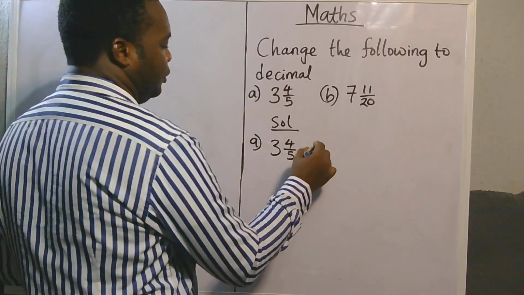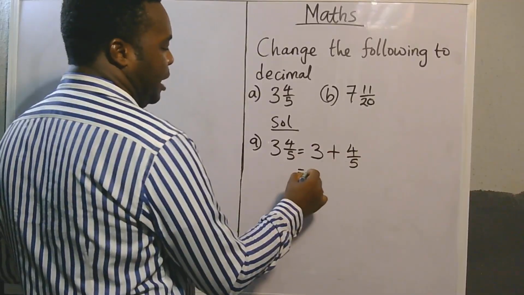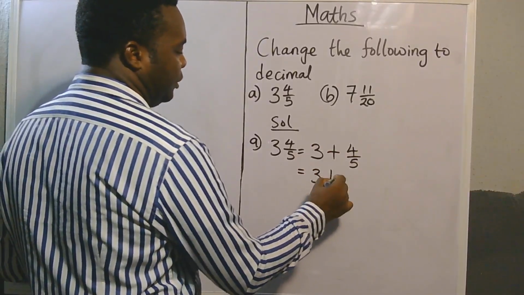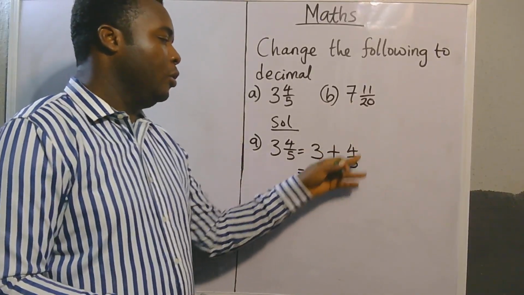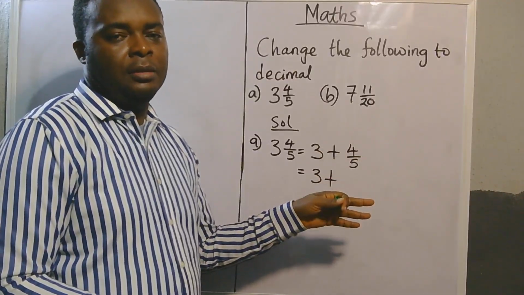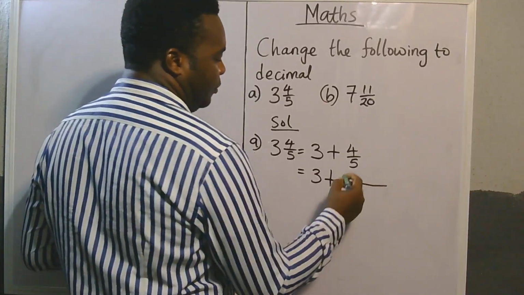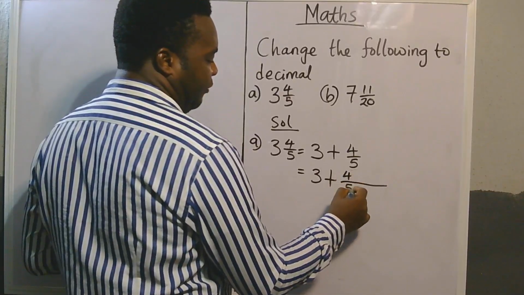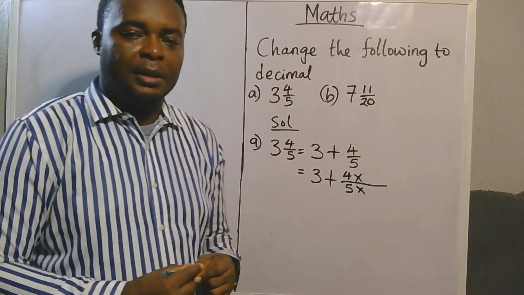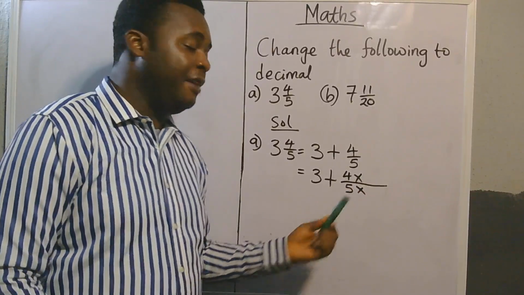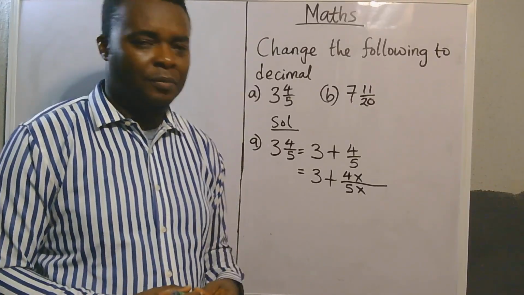3 and 4/5 is equal to 3 plus 4/5. That will be equal to 3 plus. Now, I want to look for a way to work on this fraction here and change it to decimal. So I'll draw a long line and put 4 and 5. Now, I'll look for a number that I can use to multiply 5 to make it either 10 or 100.